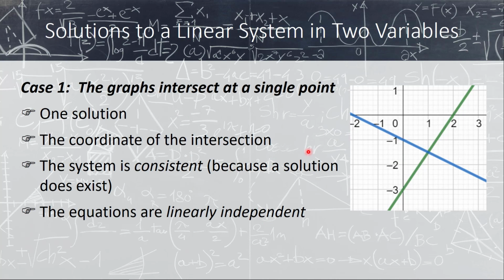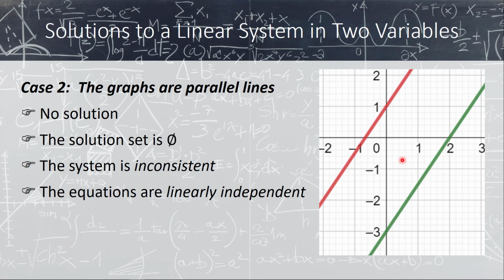Now, for the case where you have a linear system in two variables, you have three possibilities. The first one is the case where each equation plots a line, and neither of the lines is parallel. If that's the case, then there will be an intersection at one point. That intersection will be the solution of the two equations. Since the solution does exist, we will say that the system of equations is consistent. And furthermore, we will say that these equations are linearly independent.